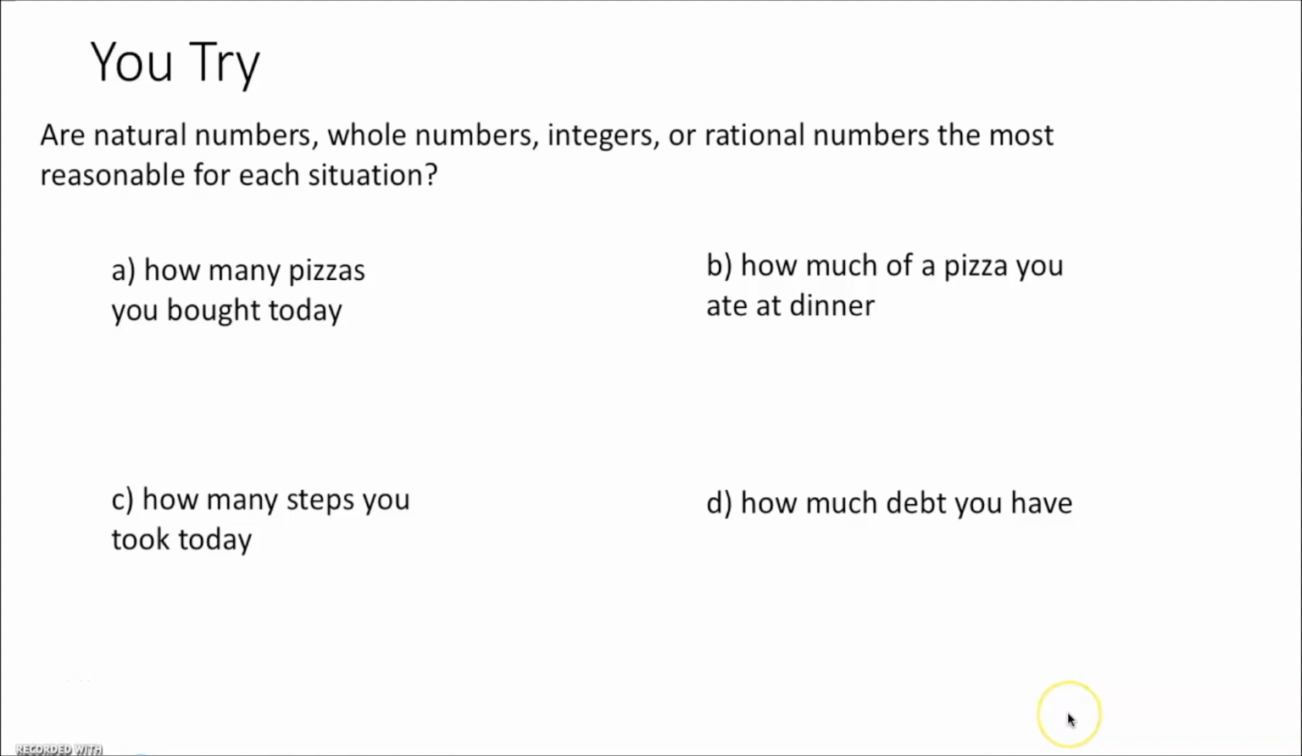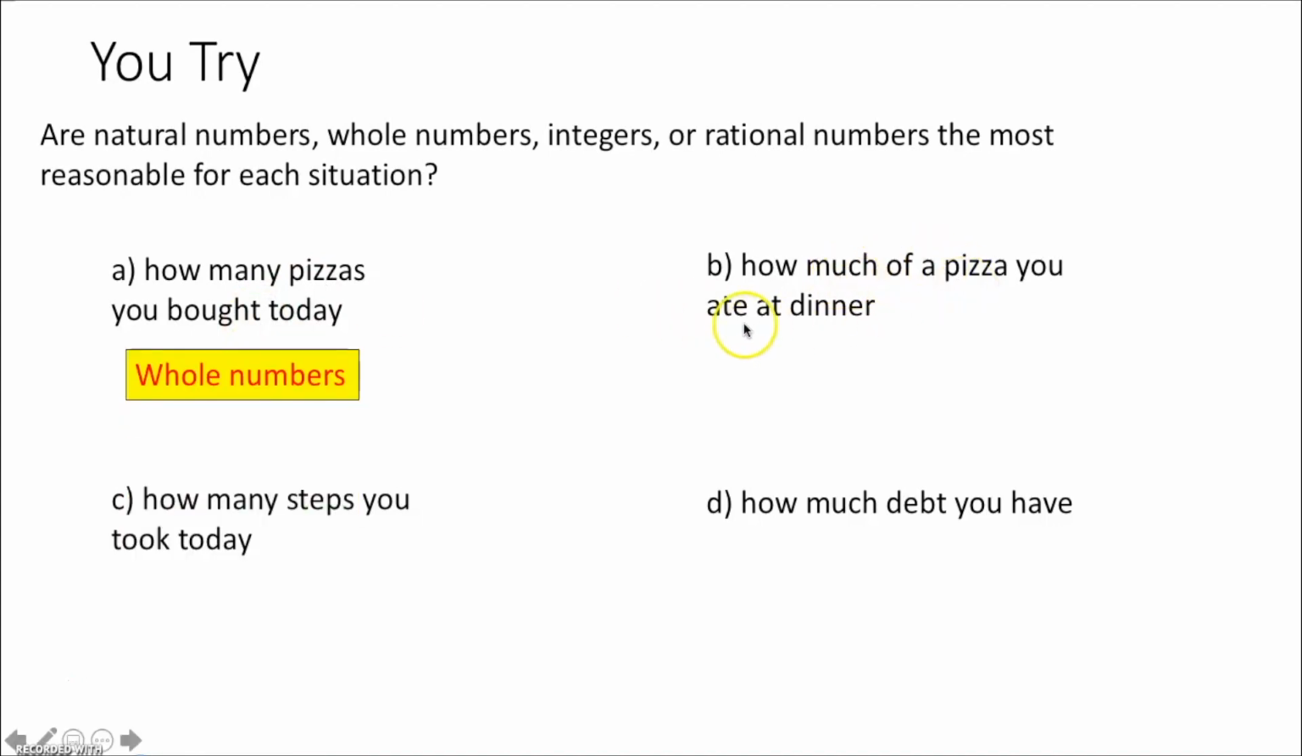You try. So we start with how many pizzas you bought today. Now, can you buy half of a pizza? You can buy a slice of a pizza, but usually if you're talking about whole pizzas you bought, it's going to be 0, 1, 2, 3, 4, 5. Starting with 0, meaning that it's going to be a whole number. So we're going to talk about whole numbers there.